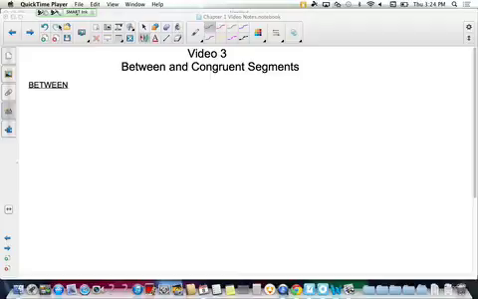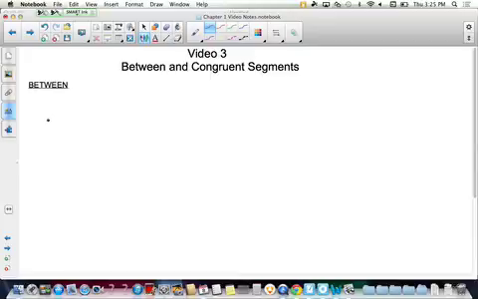Start with between. When we're talking about between, what we're looking at is a point between two endpoints, or if it is between, what does it give us? So what we need to think about here is if I've got 2 points, with a point between. So let's say we've got A, we've got B, we've got this point C that's between A and B.